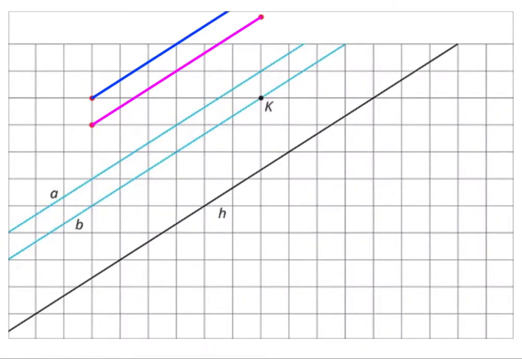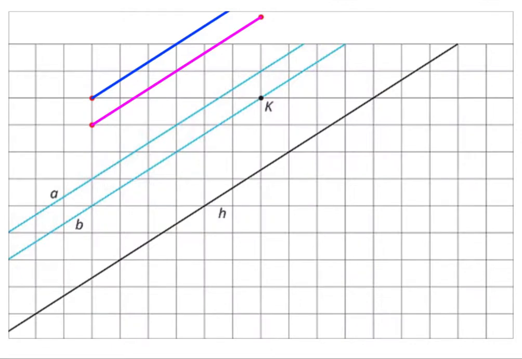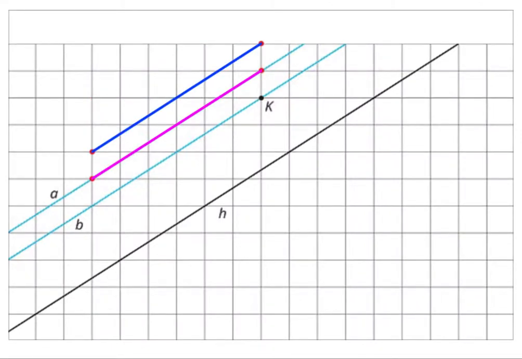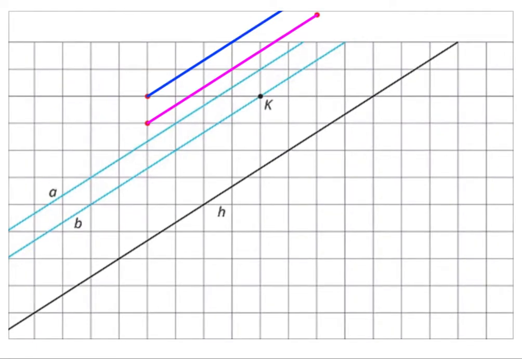Okay, the first one is a translation. In the book, it said to translate this up 3 units. I miscalculated and translated them up 2 units. It doesn't really matter. Translate them up 2 units and to the right 2 units, they remain parallel, but just further away from line H, if you're going to compare them to line H in this case.